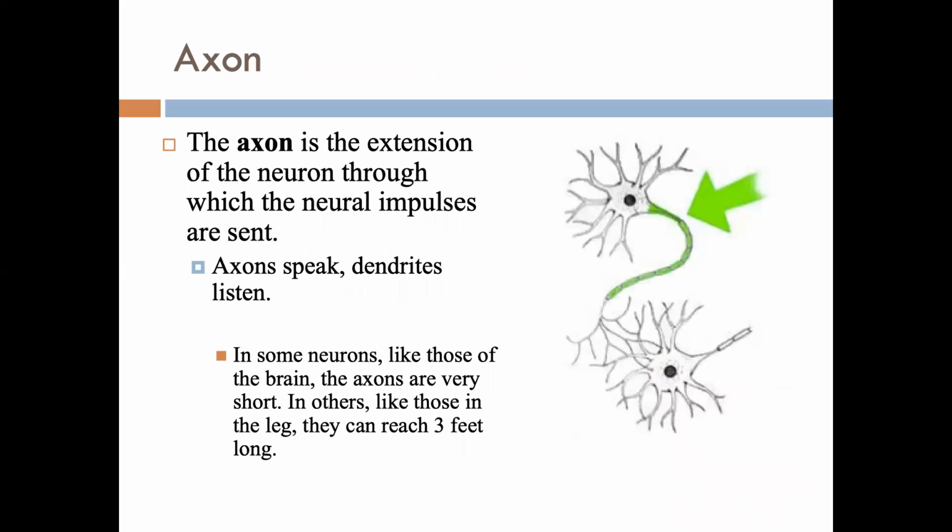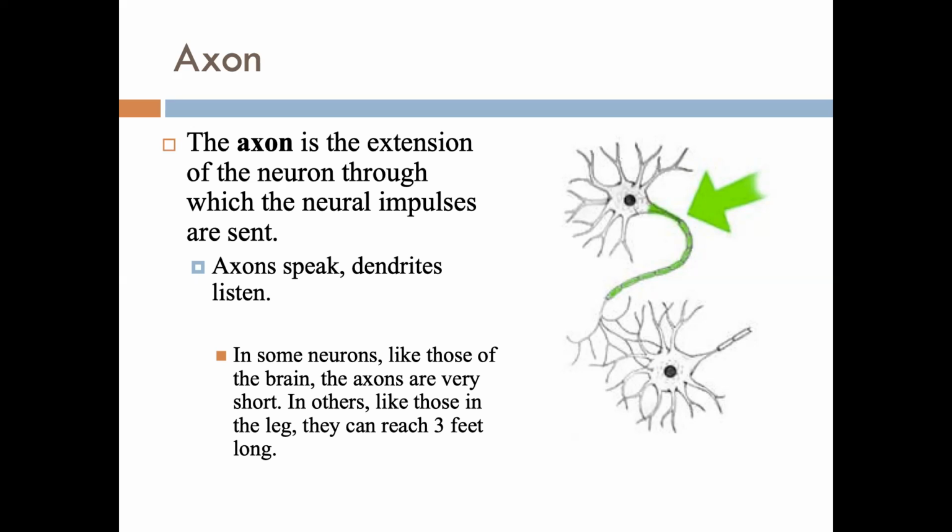Okay, so here's the axon again. Extension of the neuron through which neural impulses are sent. So the axon speaks and the dendrites listen. Pretty simple, pretty self-explanatory. Dendrites receive this information as the axon is passing this information from the cell body, from the soma, the nucleus, to another neuron.